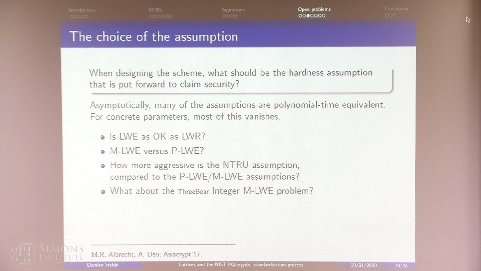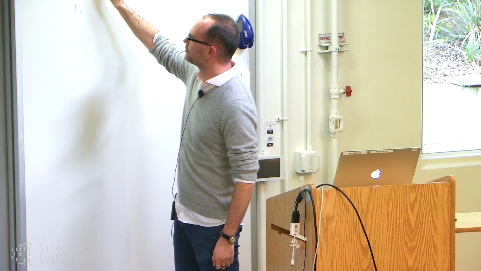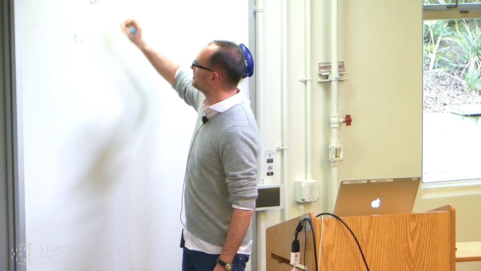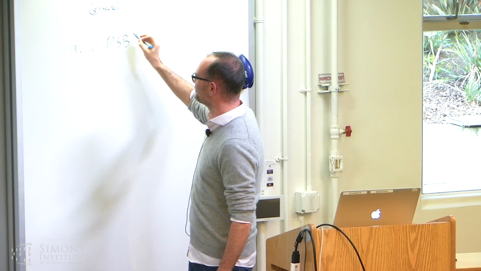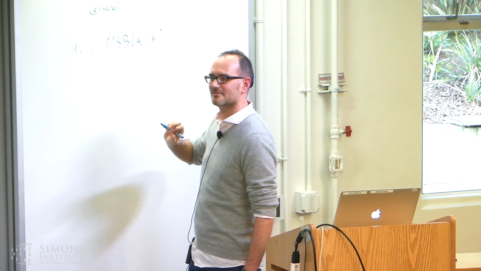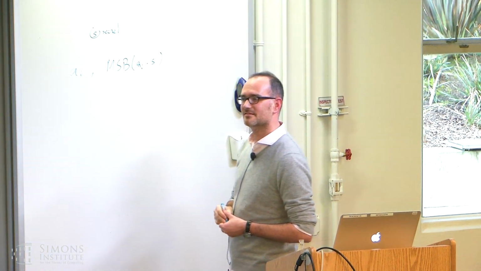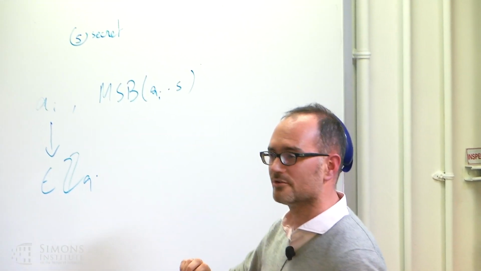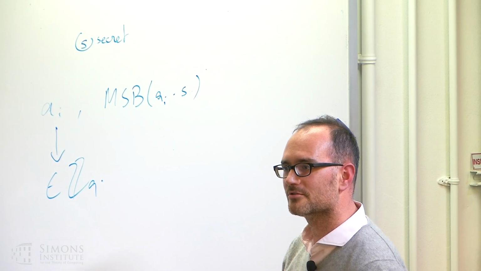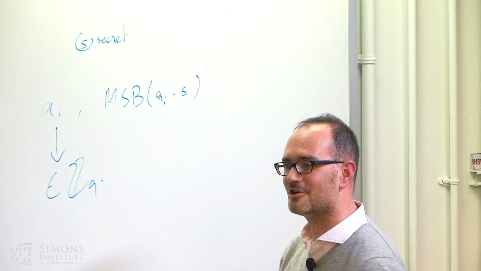Same problem. Hidden number problem? It's not the same as LWR. Yes, it is. Let me recall it. You have a_i, and there is a secret s. No, I know what you're going to say, but it's not true. You give out the most significant bits of a_i times s. These are integers. But mod q? LWR is vectors, and you only give out the MSB of the inner product. So it's one-dimensional LWR, if you want. Which is as hard as LWR in n dimensions.